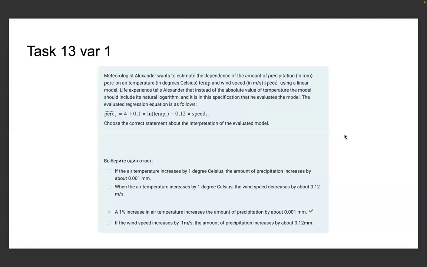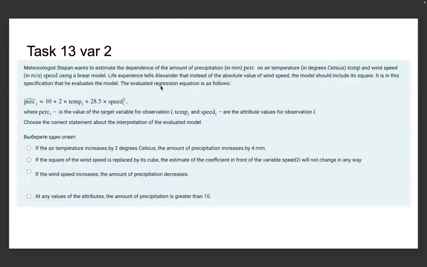Okay, if there are no questions, let's move on. The second variant is the same task, but we have another formula for PERC. So maybe somebody wants to try to solve this exercise, and I will help him or her. Okay, I will do everything myself.